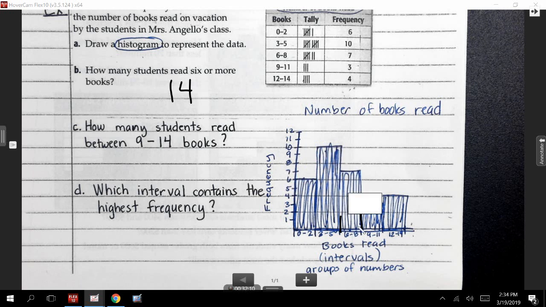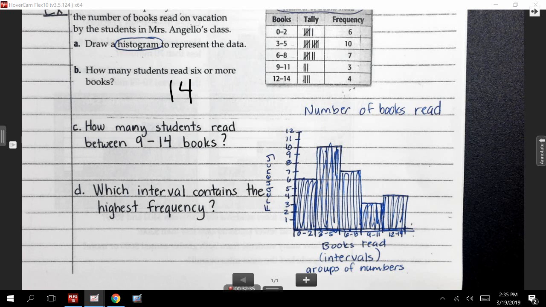It doesn't say how many read 6. It says how many read 6 or more. So that means how many read 6, how many read 7, how many read 8, how many read 9. It wants to know all of them. Does that make sense?